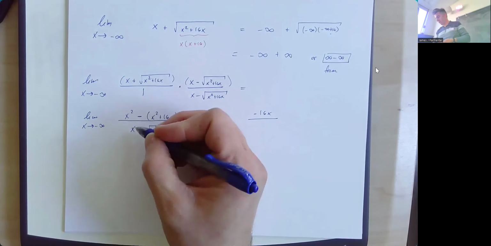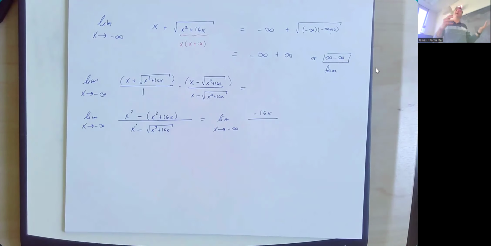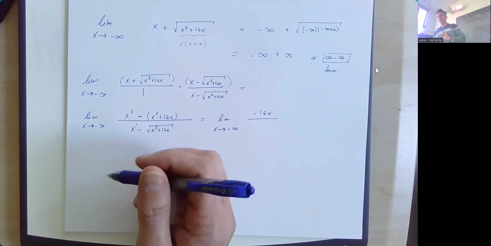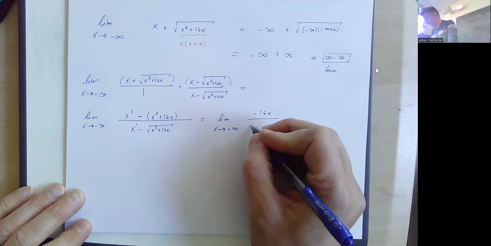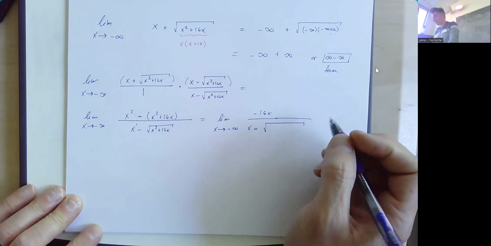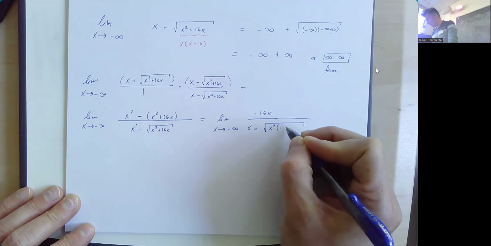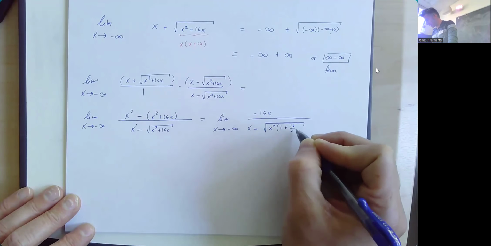Because you have an x to the first here, and even though you have an x squared there, it's a square root of x squared, which is, again, not exactly like, but close enough to having a highest power of 1. So what we're going to do is try to factor out an x to the first in the top and the bottom. But to be able to do that, we have to get it out of the square root first. So on the bottom here, I'm going to write this as x minus, and then inside the square root, I'm going to factor out an x squared. We have x squared times 1 plus 16 over x.